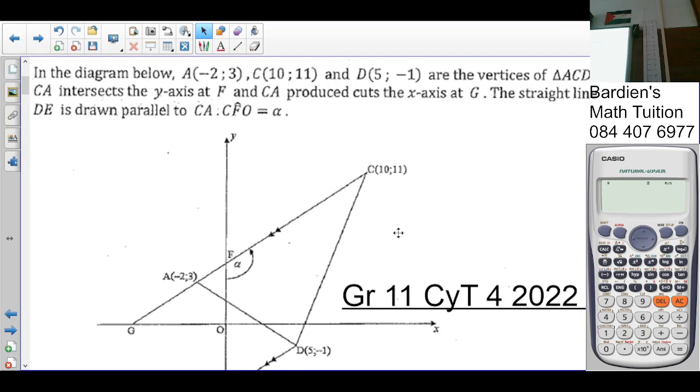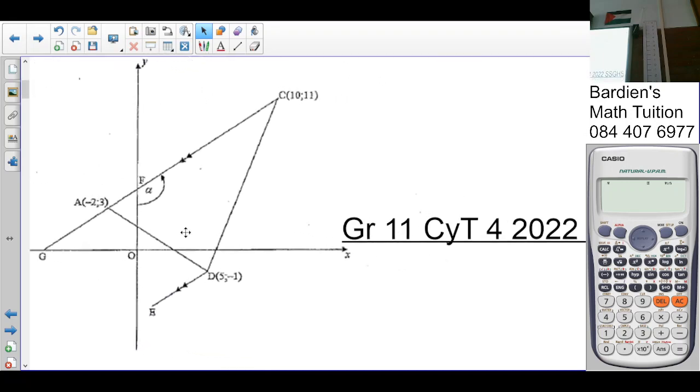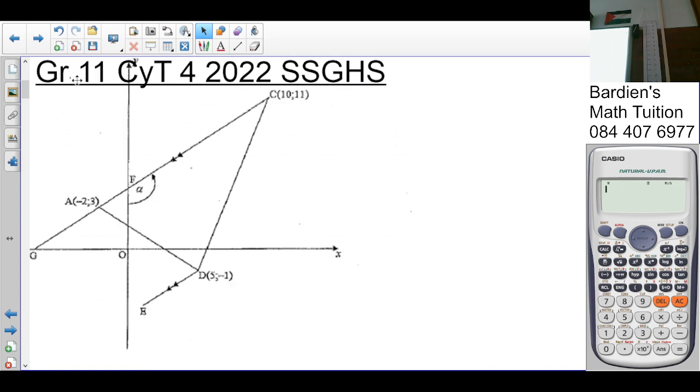Okay, so those lines are parallel. If the lines are parallel, gradients are equal. Then we are also told that CFO, you see that whole angle there, is angle alpha. Alright, I'm going to move that over a bit. Right, let's look at the first question.